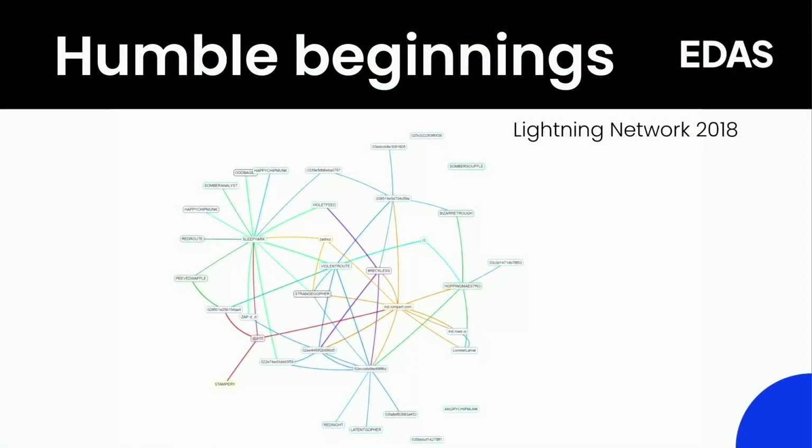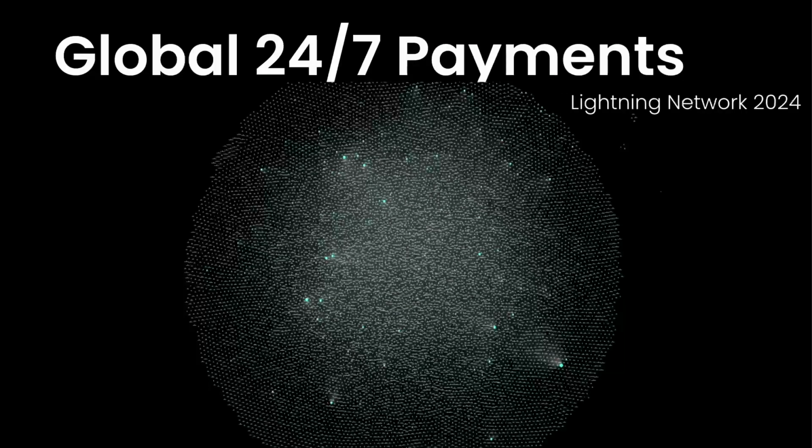This was Lightning Network in 2018, and there's probably 20 nodes here, maybe 30 channels, something like that. Very humble beginnings. And there was no company that created this, right? This is open source software. It emerged from users that started creating it and playing with it. And today, this is what the Lightning Network looks like.